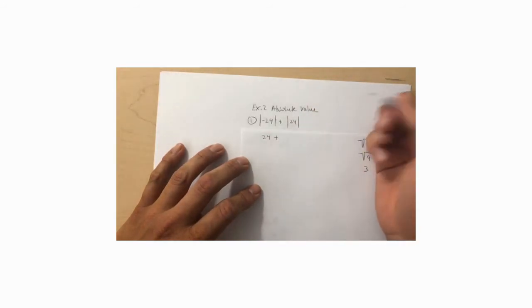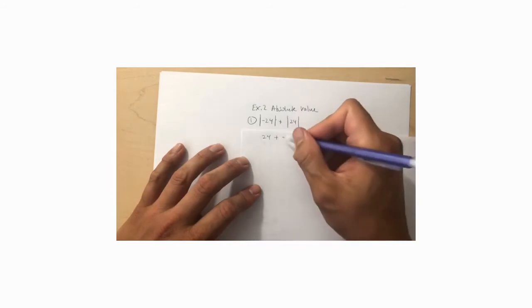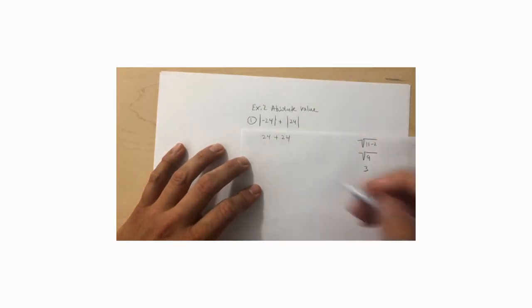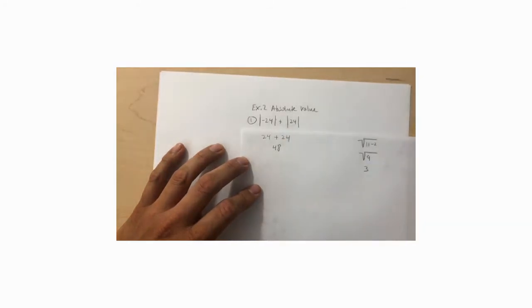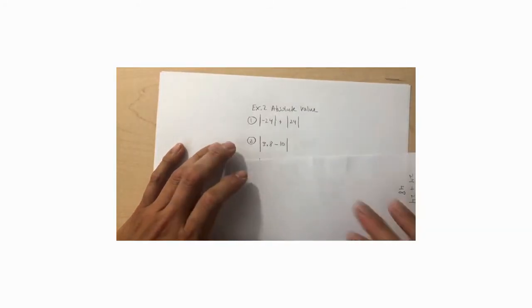Plus, again, this one goes to the right 24. How far are you from 0? You're still 24. All right, so the answer for this one is going to be 48. All right, let's move on to the next one.